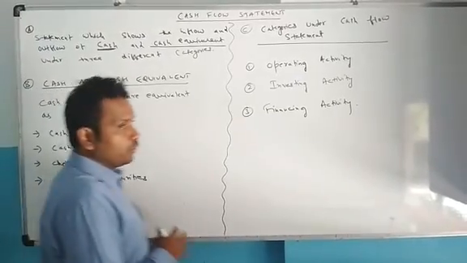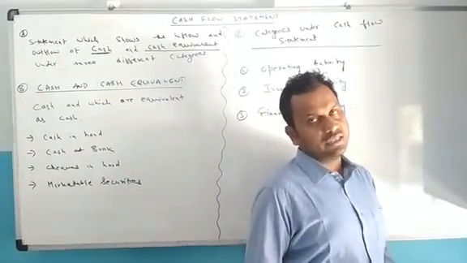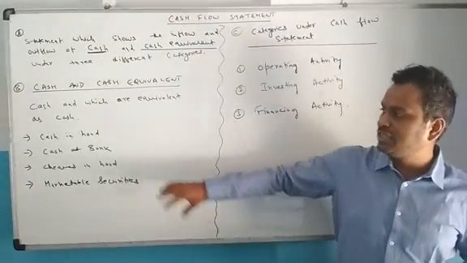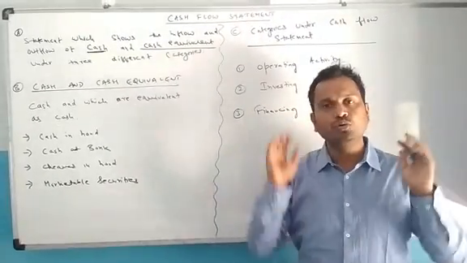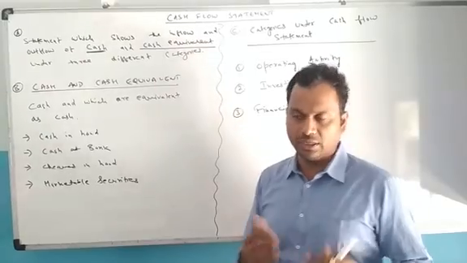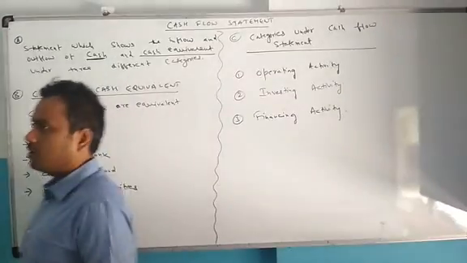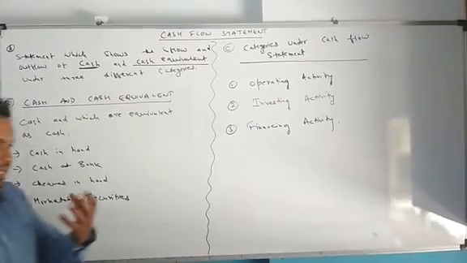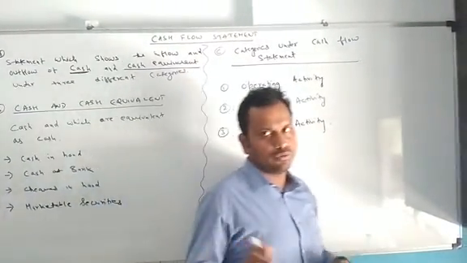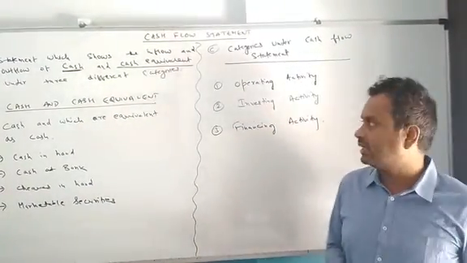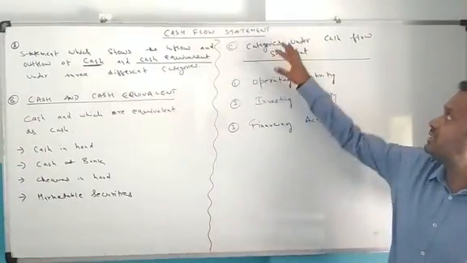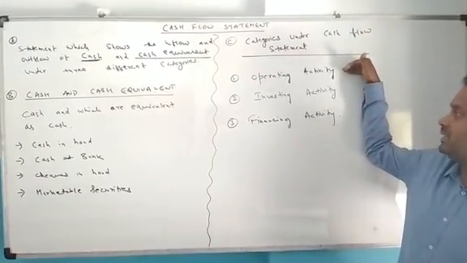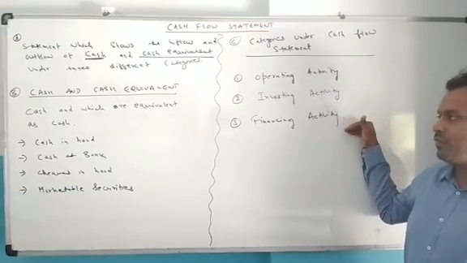Now for these 4, we have to prepare the cash flow statement. That means the inflow and outflow of these 4 things are shown in the cash and cash equivalent cash flow statement. They are not shown simply as inflow or outflow. They are shown under different categories. Now those categories I have written here: operating activity, investing activity and financing activity.